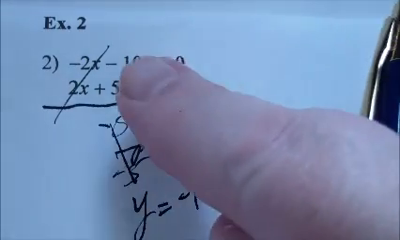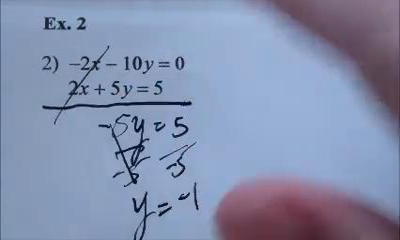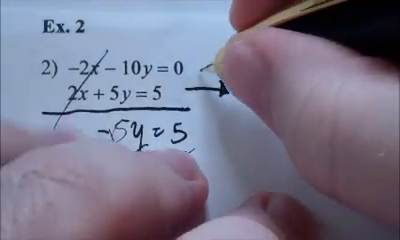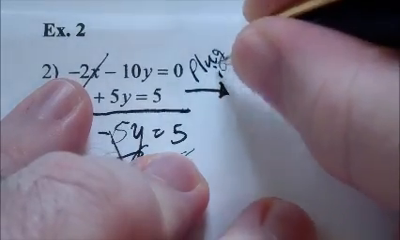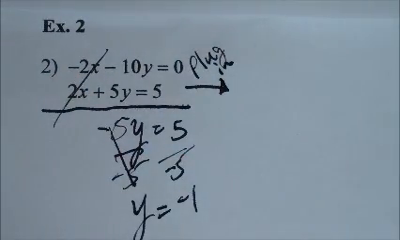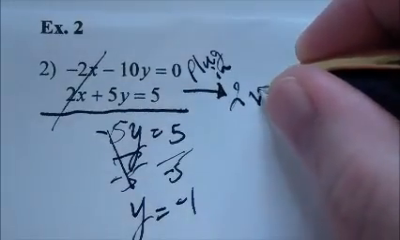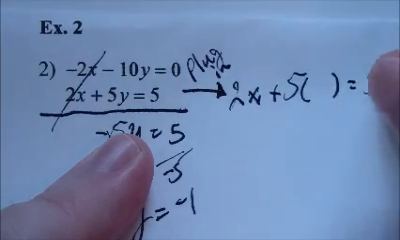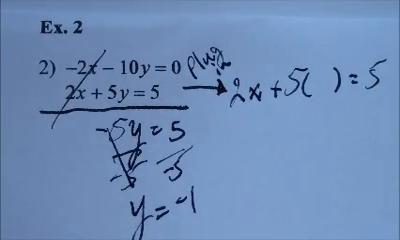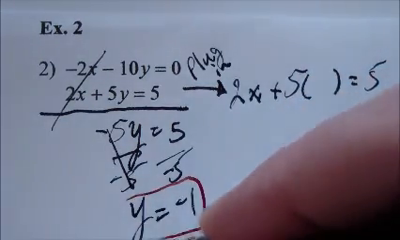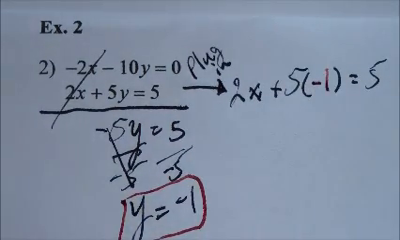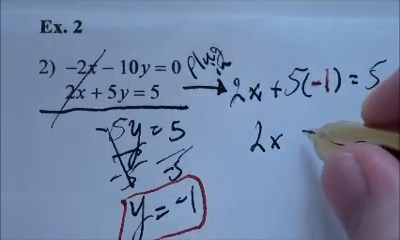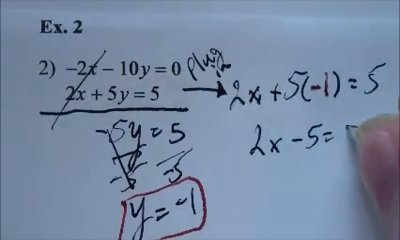Alright, notice over here, we already plugged it in the top equation. Let's just plug it in the bottom equation, see what happens. It works out either way. So we plug in, and we have 2x plus 5 something is equal to 5. Well, that's something we just found. It's negative 1. So we have 2x minus 5 equals 5.